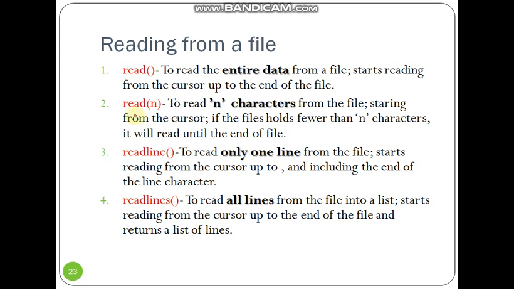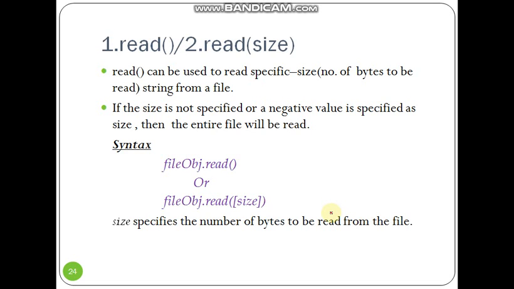If we use the read function with a numeric value n, which shows the number of bytes, that means the number of characters we are going to read, it will read that many characters from the cursor point. The readline function reads only one line from the cursor point. Then readlines reads all the lines from the file into a list. Now let's see each of these functions one by one.